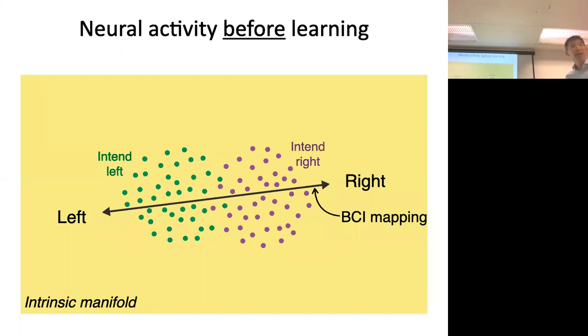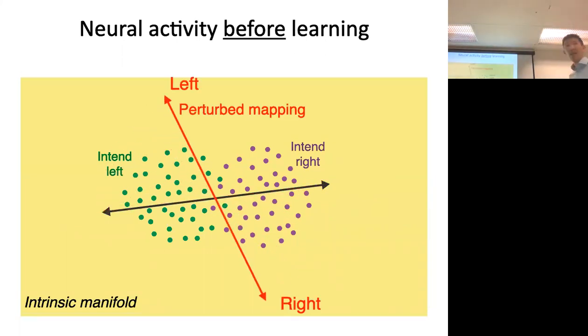So here we're now looking onto the intrinsic manifold. And here is our starting point when the animal is controlling the cursor very well, like what you saw in the video. This is a cartoon where, for this initial BCI mapping, when the animal wants to move the cursor to the left, it produces these green points. When the animal wants to move the cursor to the right, it produces these purple points. If it does that, the animal will perform very well with this mapping. Now we switch the mapping, unannounced to the animal. And our key question for the second part of the talk is how do these clouds of points move around during the learning process?